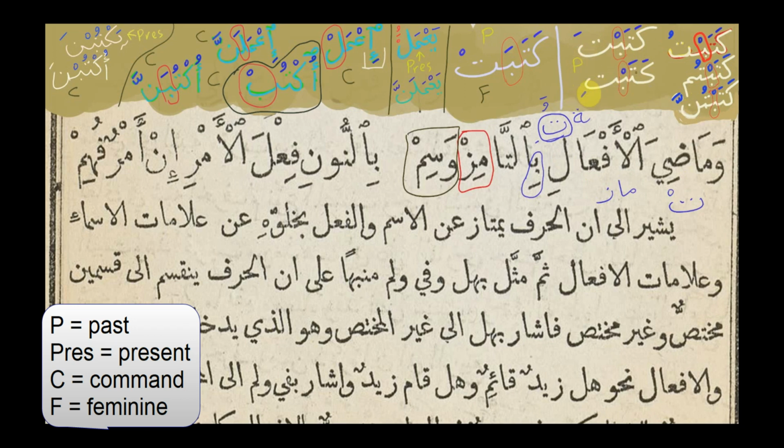So كتبتَ, كتبتِ. كتبتُ, I wrote. And here we just discussed this ta, the moving ta with the past tense verb and its effects.